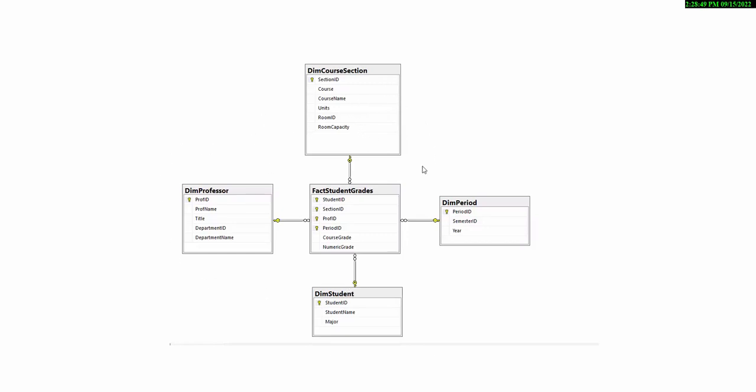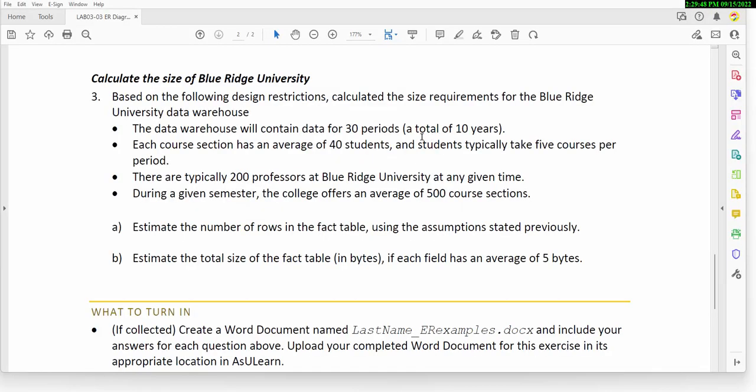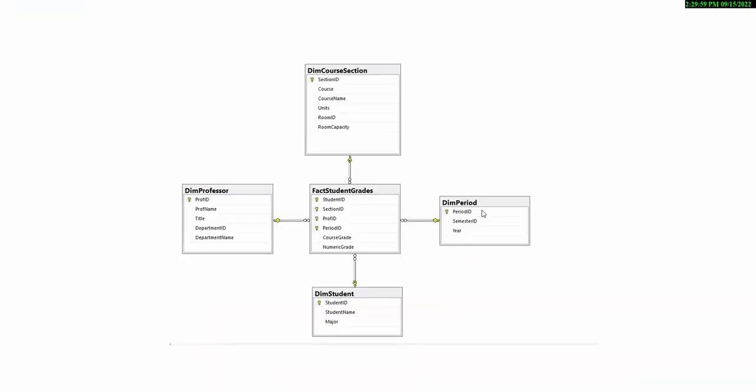Let's look at this one. It has 4 dimension tables, and then we have one fact table. The data that's given to us is that the data warehouse will contain data for 30 periods, which is a total of 10 years. If we go to our diagram, each period is one semester. So we are looking at 30 periods here.